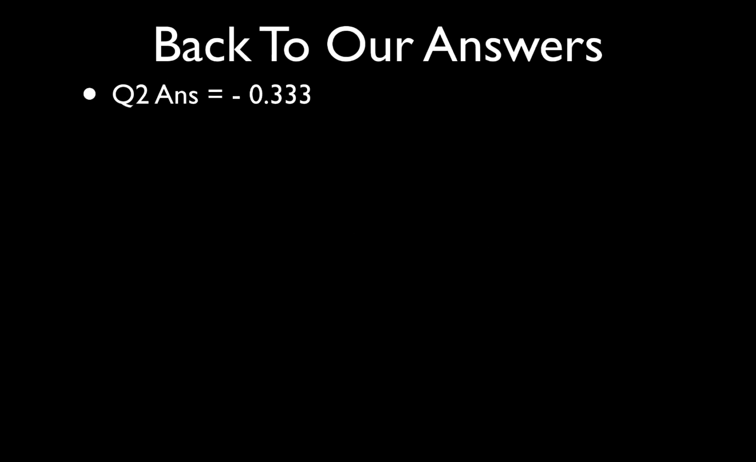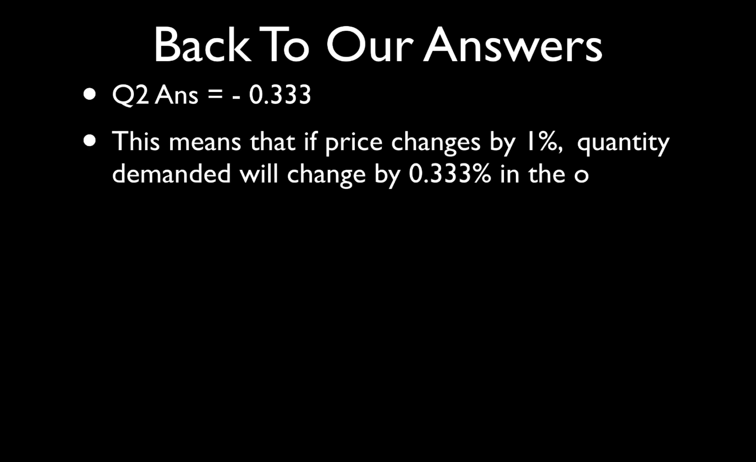Now, for answer 2, we had -0.333. The minus just means that it is a normal good and as such obeys the law of demand. Now we ignore it. The answer of 0.333 means that if price changes by 1%, quantity demanded will change by 0.333% in the opposite direction. If price rises by 1%, quantity demanded will fall by 0.333%.